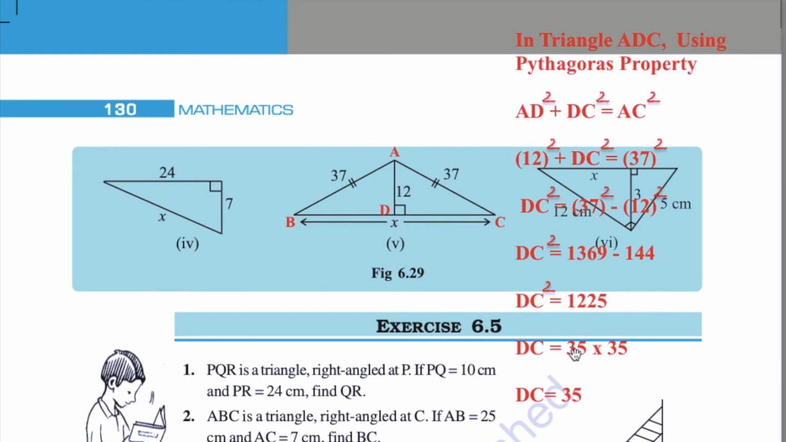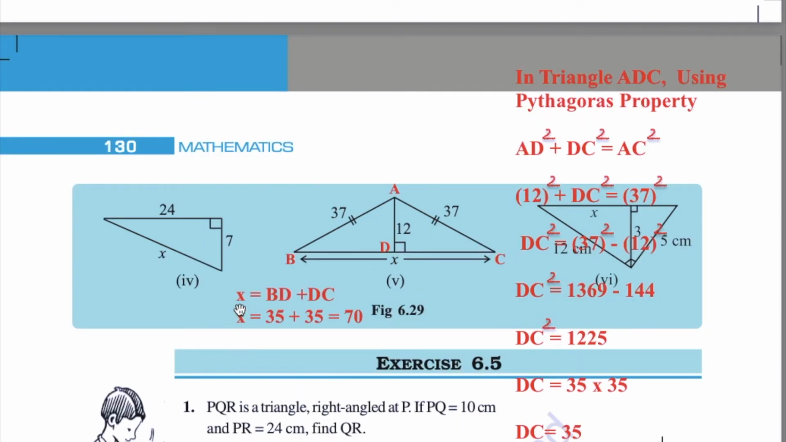See how we get this 35 into 35. If you know the multiplication of 5 into 5, 25, and 3 times 4 is 12. So 1225. So the square root of 1225 is 35. So DC is 35 and we know DC is equal to BD. So what would be the x? So the x would be BD plus DC. BD is 35 and DC is also 35, as they both are equal. So the value of x will be 70.